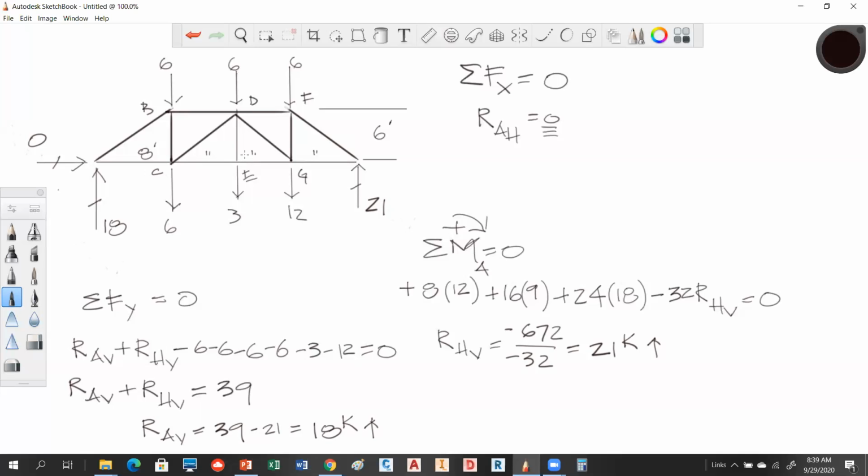Perfect. All right, anything else before we get into the section cut? This was just stuff from chapter 3, right? At this point, nothing new, correct? Right. Okay, so here's what we're ultimately after. We want to know the force and the quality, tension or compression, in member BD. We want to do CD and we want to do CE. So if we look over here, here's BD, here's CD, and here's CE.